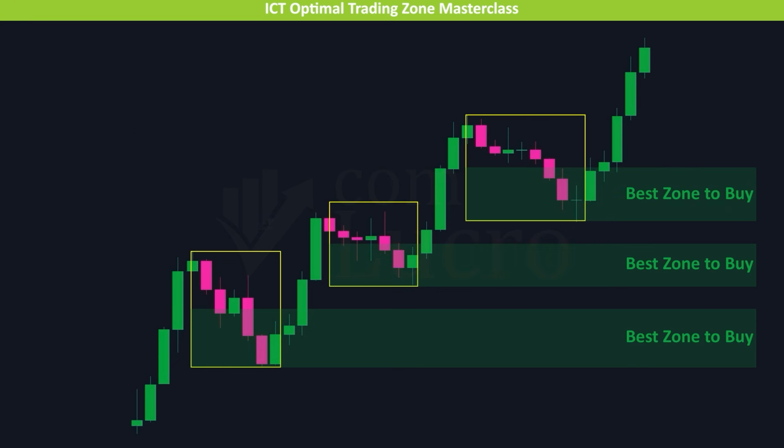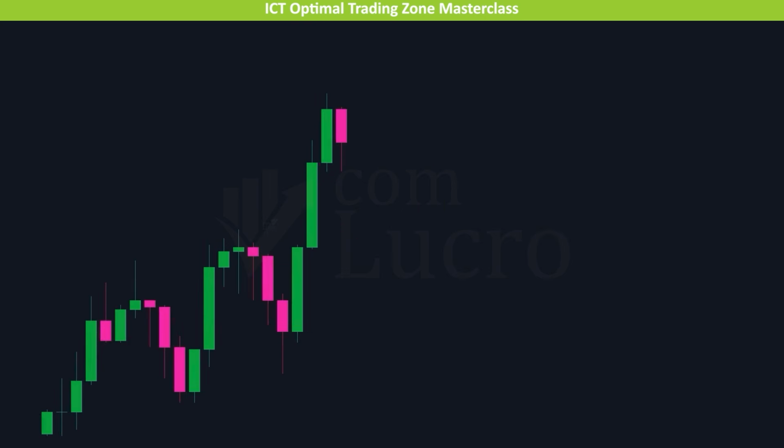Being able to identify the end of a pullback and the beginning of the next impulsive move can be extremely profitable, as it allows traders to position themselves early in potential buying or selling opportunities. Now imagine we're in an uptrend and want to buy low and sell high to take advantage of this bullish market. We cannot enter a buy position immediately because price is already extended and may correct at any moment.